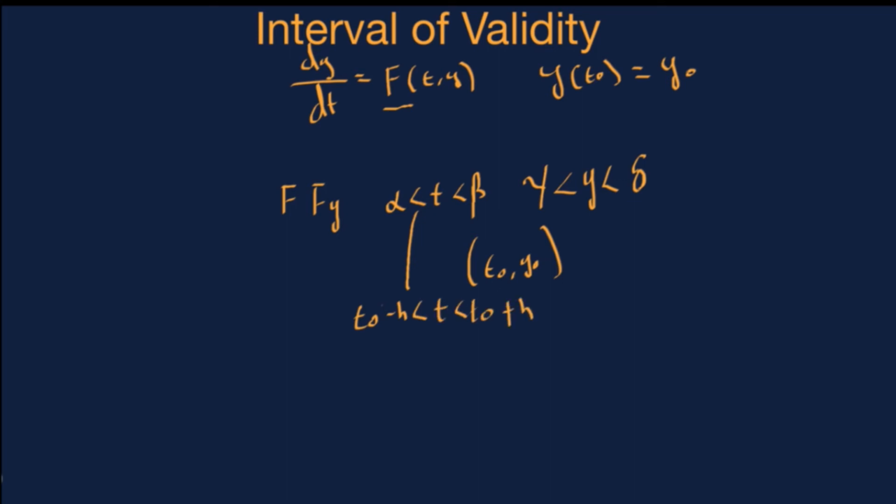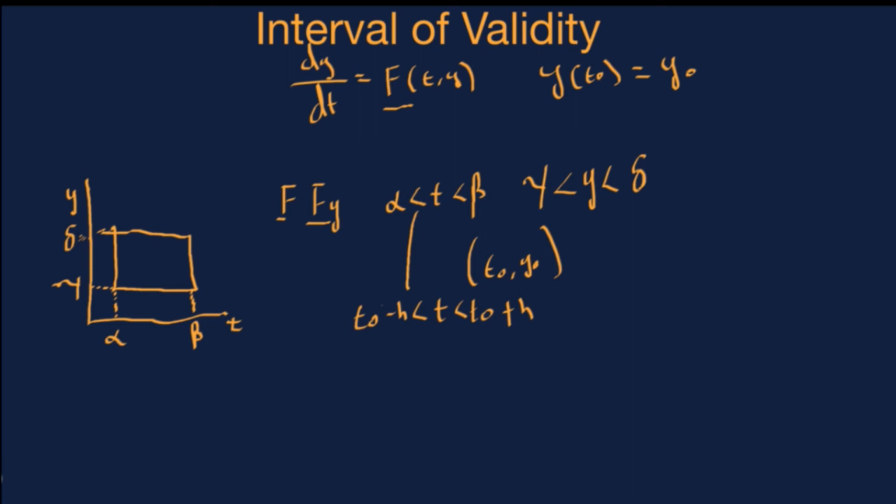So basically, if you have a ty plane, so this would be the t-axis and this would be the y-axis, and if the function f and its partial derivative with respect to y are both continuous in some rectangle, and so this right here would be alpha, this would be beta, and this would be gamma, and this would be delta.